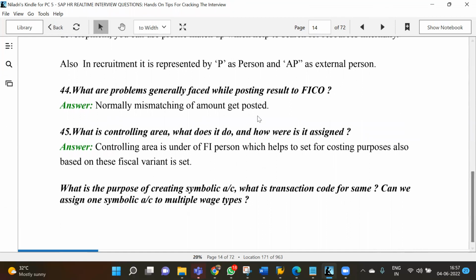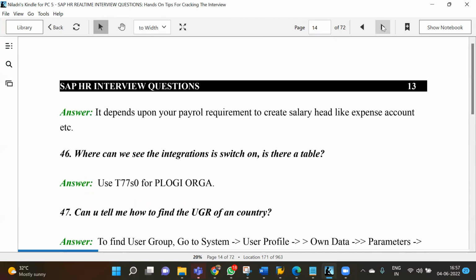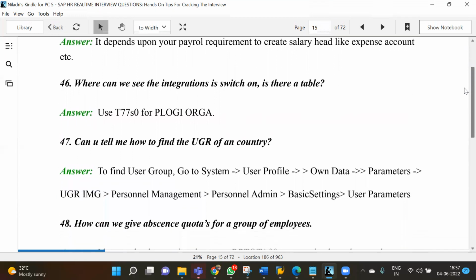Then what is the purpose of creating a symbolic account? What is the transaction code used for the same? Can we assign one symbolic account to multiple base types? This is an interesting question. I'm expecting an answer from you. You can write down your answer in the chat. So I move to the next one.